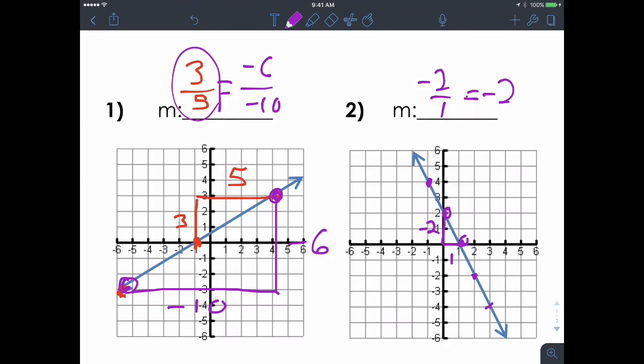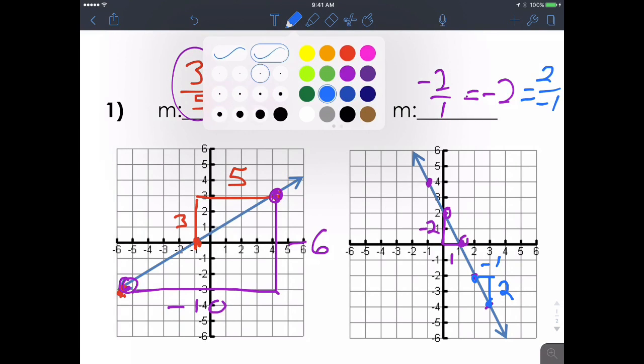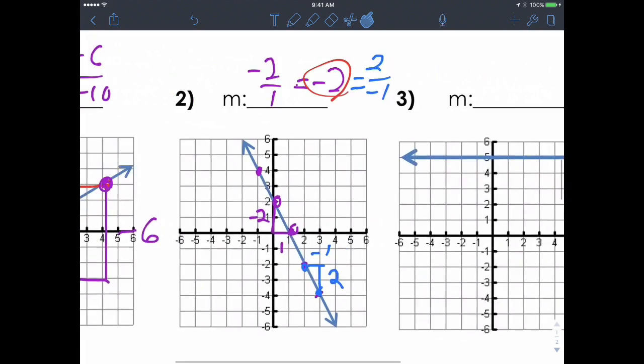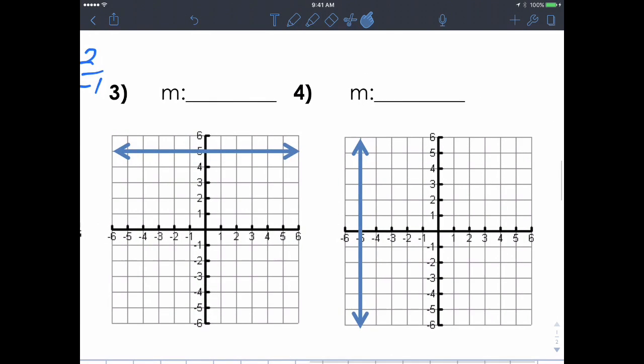Okay? Now say that I went from this point to this point. I would have to go up 2, so that would be a +2, then to the left 1, and since I'm going to the left, that would be a -1. That is still equal to -2, because 2 divided by -1 still equals -2. So the answer would be -2 for the slope for that one. Okay? All right. Go ahead and do these two on your own.